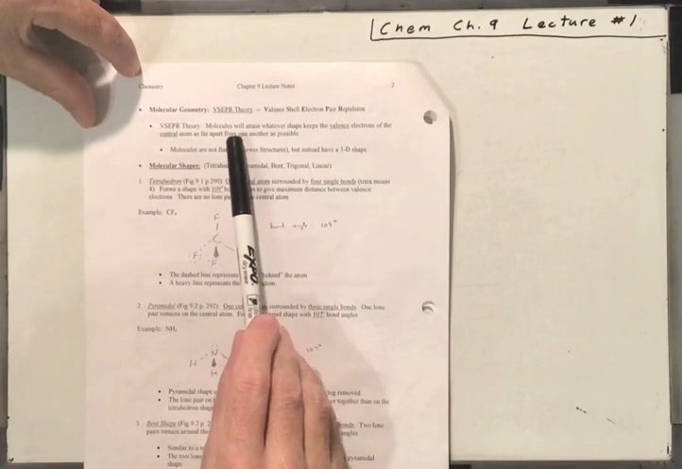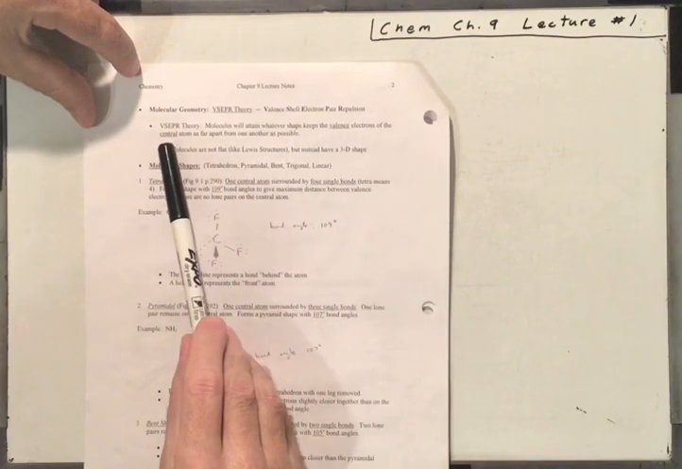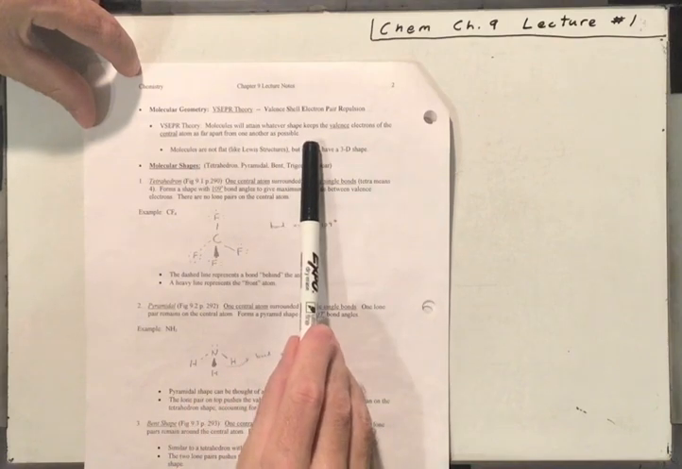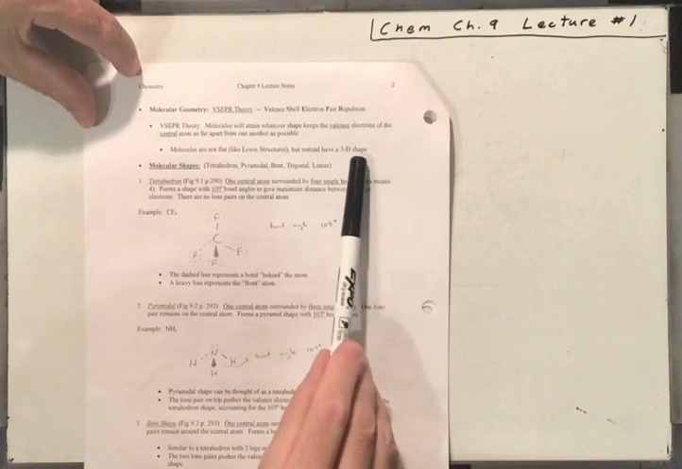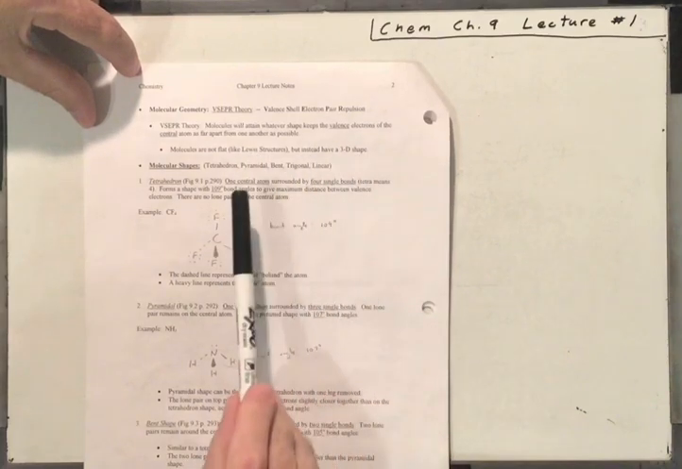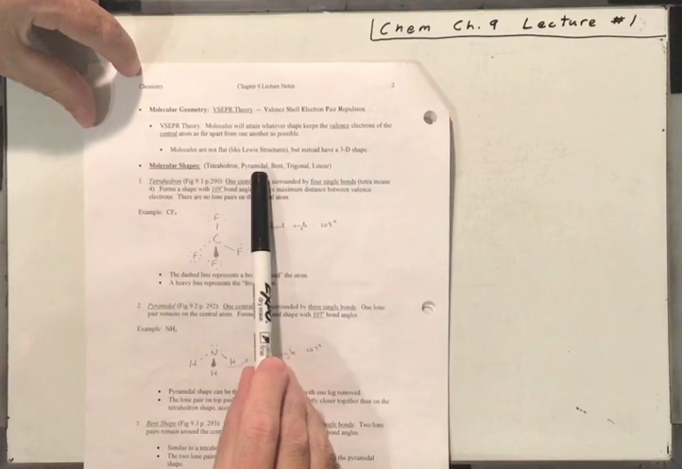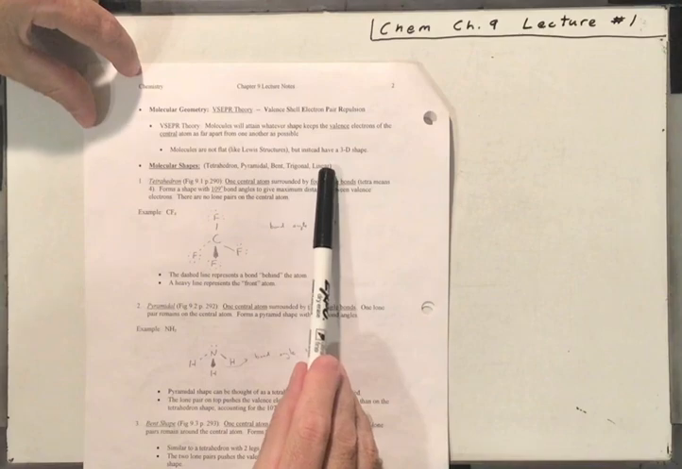The theory is that molecules will attain whatever shape keeps the valence electrons of the central atom as far apart from one another as possible. Molecules are not flat like Lewis structures. They have a 3D shape. So we've got 5 shapes I'm about to go over: tetrahedron, pyramidal, bent, trigonal, and linear.